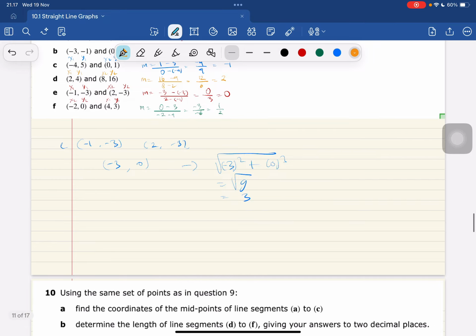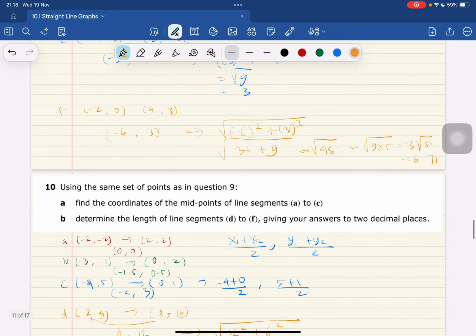Next for F, we got minus 2, 0, and 4, 3. Okay, the difference between minus 2 and 4 is minus 6, and 3. So make it square root of minus 6 squared plus 3 squared. So 36 plus 9. So this is going to be the square root of 45. You can simplify it. This is going to be 9 times 5, so 3 square root of 5. Or even we can make it 6.71 units.